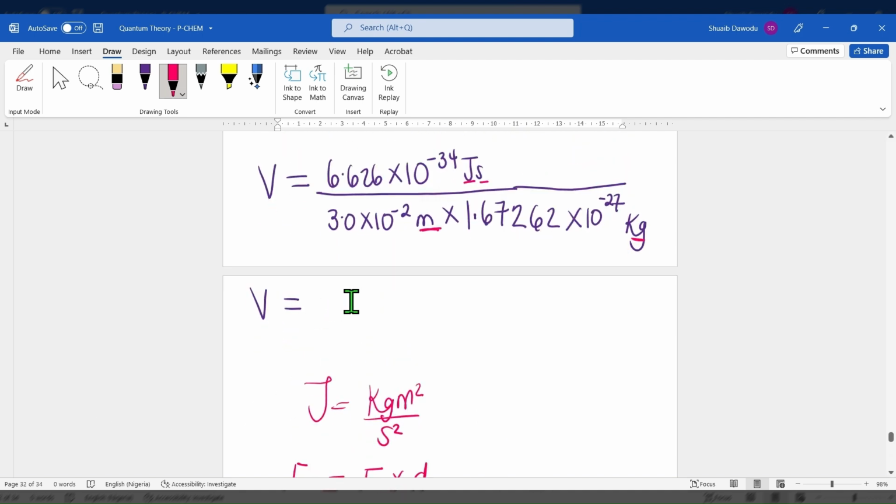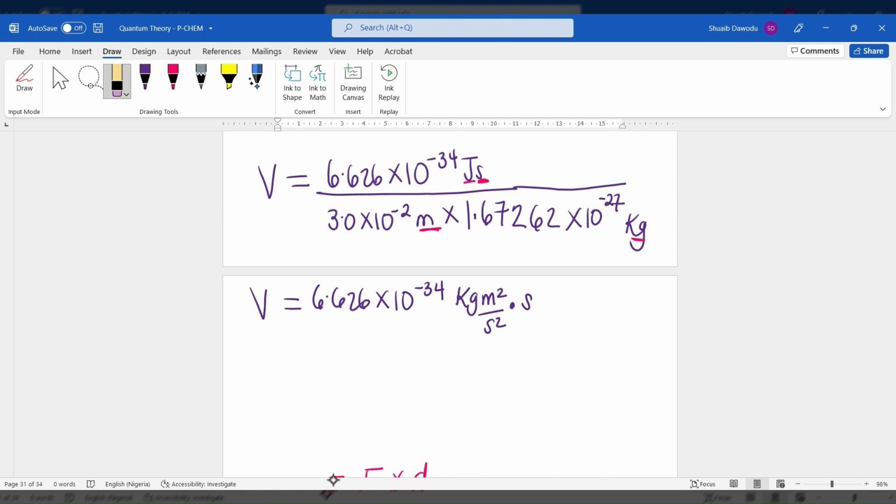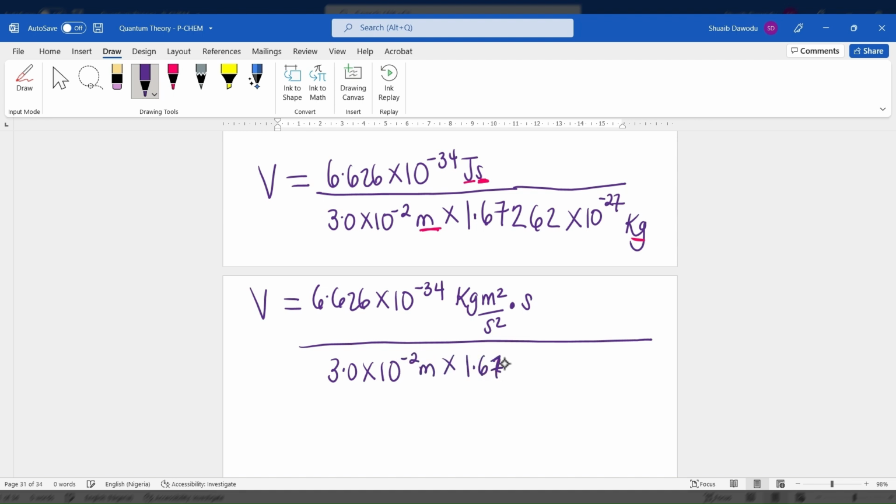And don't forget, Planck's constant is joule seconds. So let me just rewrite it here. We end up with 6.626 times 10 raised to the power of negative 34. Joules is again kilogram meter square per second square. But don't forget, we're not just dealing with joules, we're dealing with joule seconds, so just say times second. All of this divided by 3.0 times 10 raised to the power of negative 2 meters times 1.67262 times 10 raised to the power of negative 27 kilograms. So that is basically it right here.